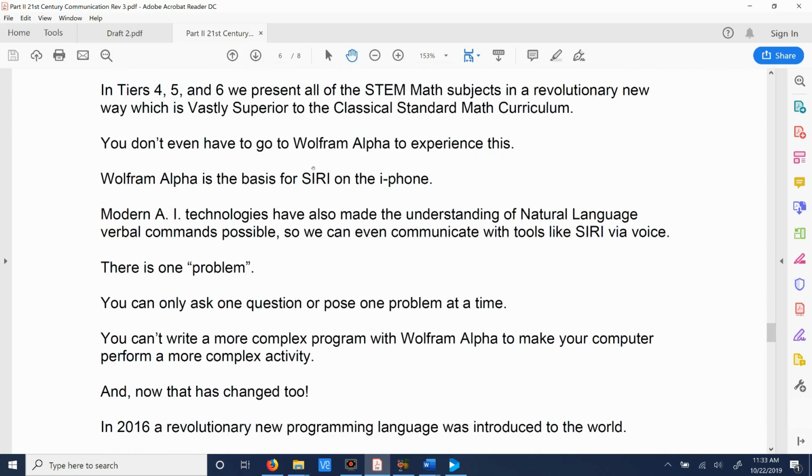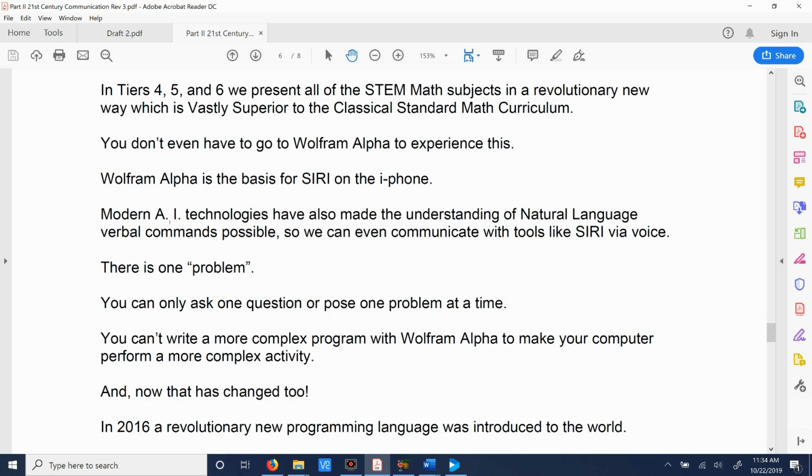We don't know. Now, if you don't want to go to Wolfram Alpha and type in questions, if you've got an iPhone, use Siri. Ask Siri a question, because guess what? Siri is based on Wolfram Alpha. Basically, you're using a version of Wolfram Alpha when you ask Siri a question.